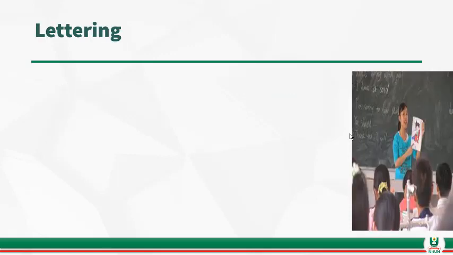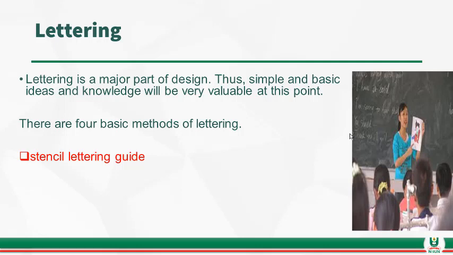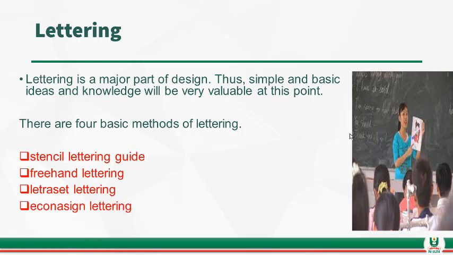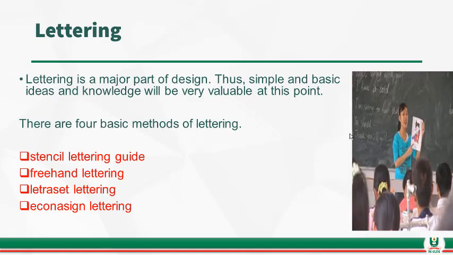Thank you. Let's continue. Now let's talk about lettering. Lettering is a major part of design, and those simple and basic ideas and knowledge will be very valuable at this point. So there are four basic methods of lettering. The first one, we have stencil lettering, we have freehand lettering, then we have Letraset lettering, then we have iconocine lettering. So let's take it one after the other, like stencil.